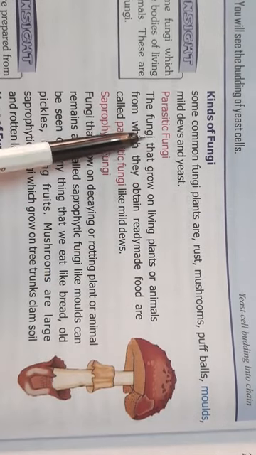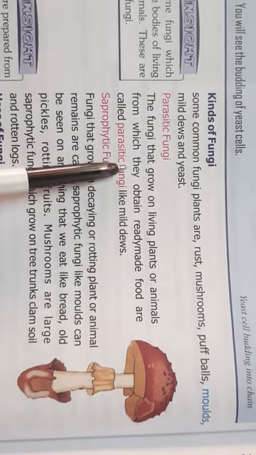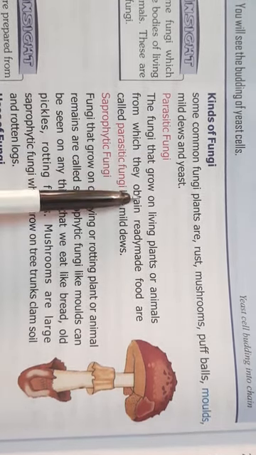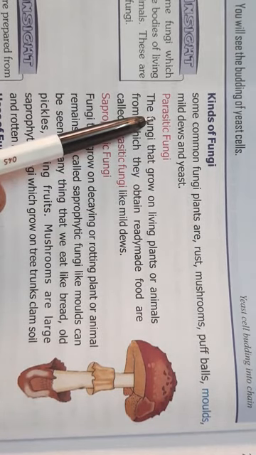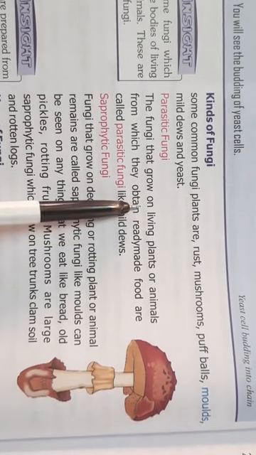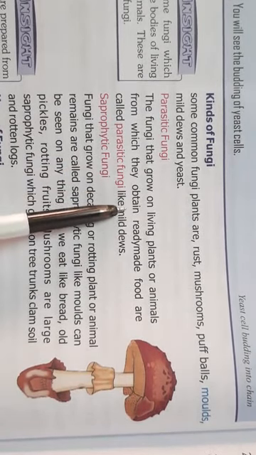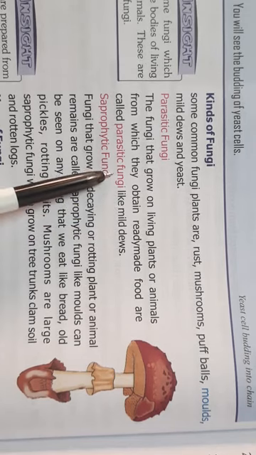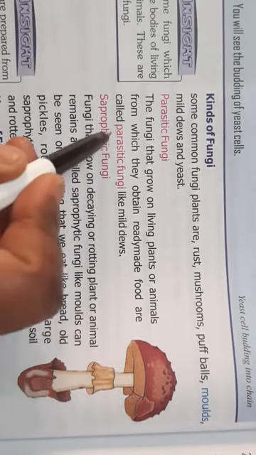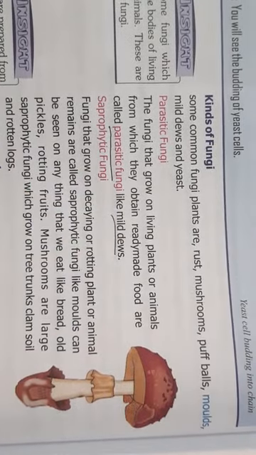Then you have got parasitic fungi. Parasitic fungi means the fungi which grow on living plants or animals. You have already studied about parasites, that means they depend on other organisms for their food. So the fungi which grow on living plants or animals to obtain their food are called parasitic fungi. An example of parasitic fungi is mildews.